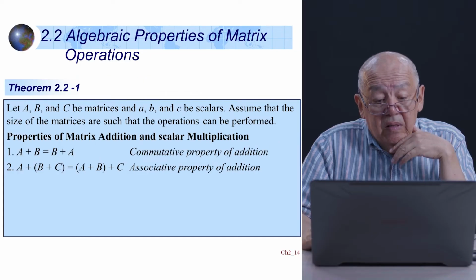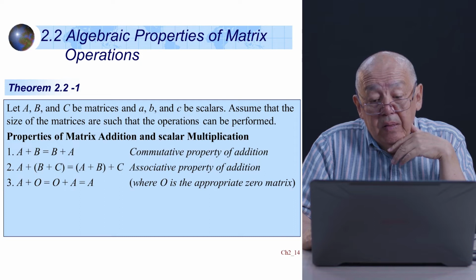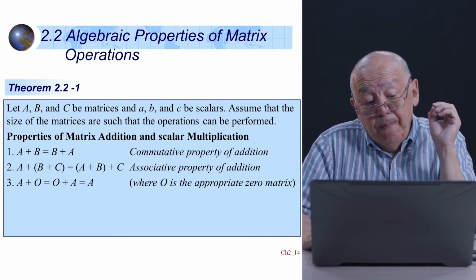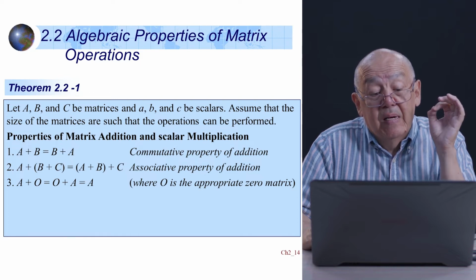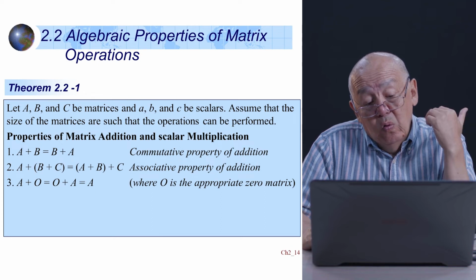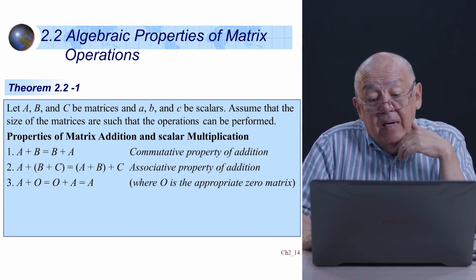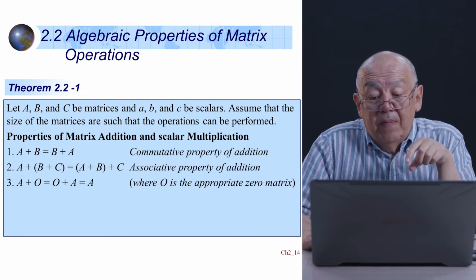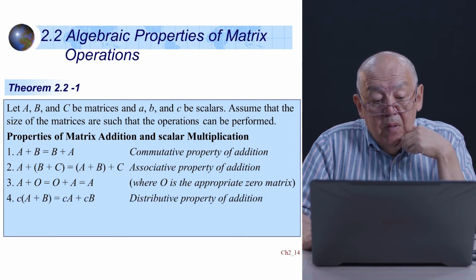Associative property for addition. Okay, that's also true. Zero. Assume that O denotes some zero matrix of the same size as matrix A. Then A plus O is A. I said that zero matrices play the role of zero for numbers.